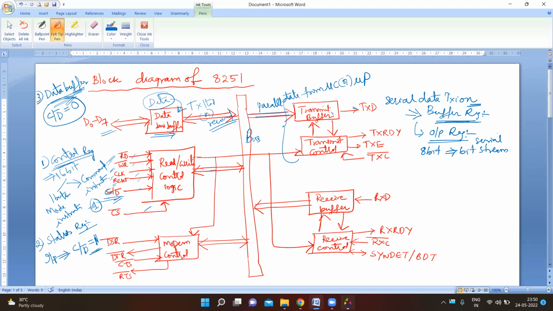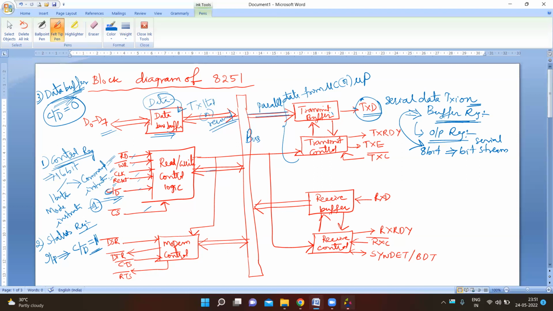The microprocessor writes a byte onto the buffer register. The data which has to be serially transmitted over the lines is stored in the buffer register. Whenever the output register is empty, the contents of the buffer register are transferred to the output register, and the data is transmitted on the TXD pin with a frame of bits.